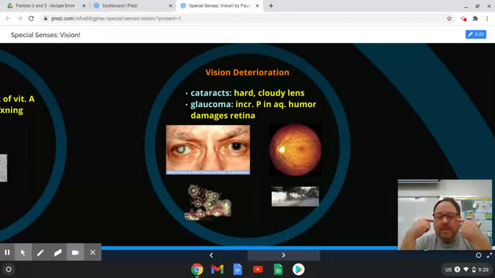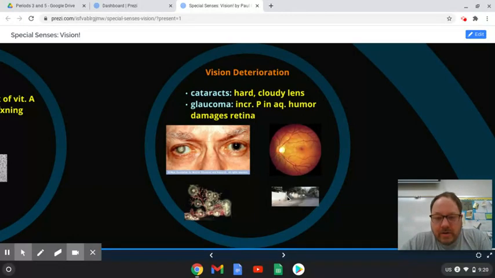But there's a little drainage tube called the canal of Schlemm. If that tube doesn't drain the fluid appropriately, you can have pressure build, and that pressure that builds in your eye can actually damage the retina. And of course, if you damage the retina, the photoreceptors don't work and you don't see as well.